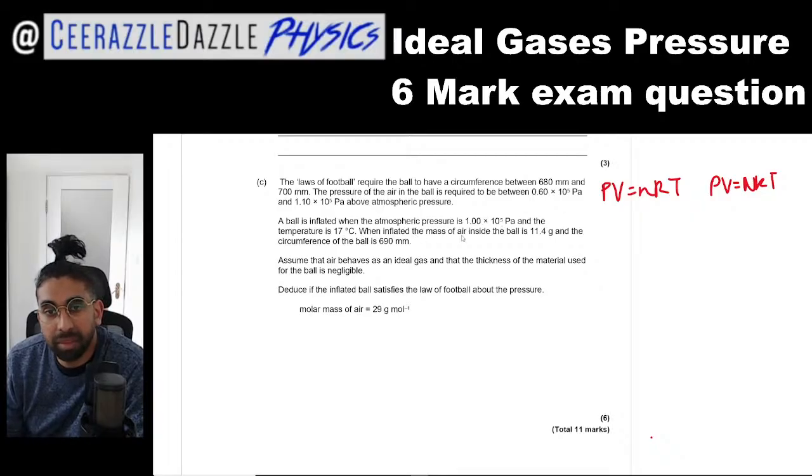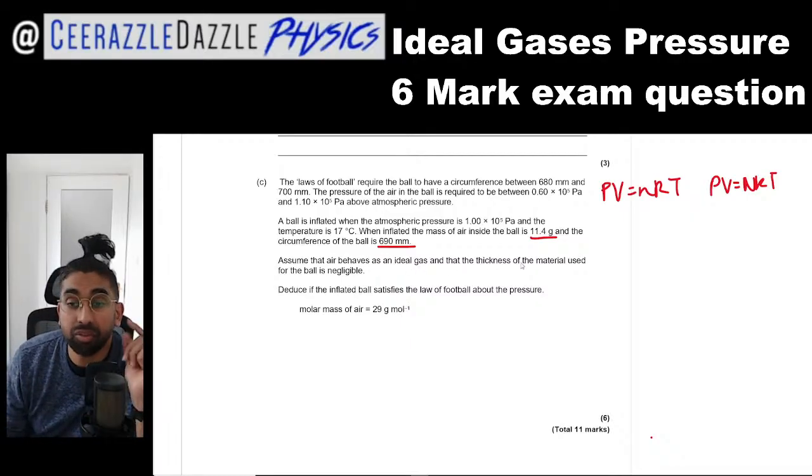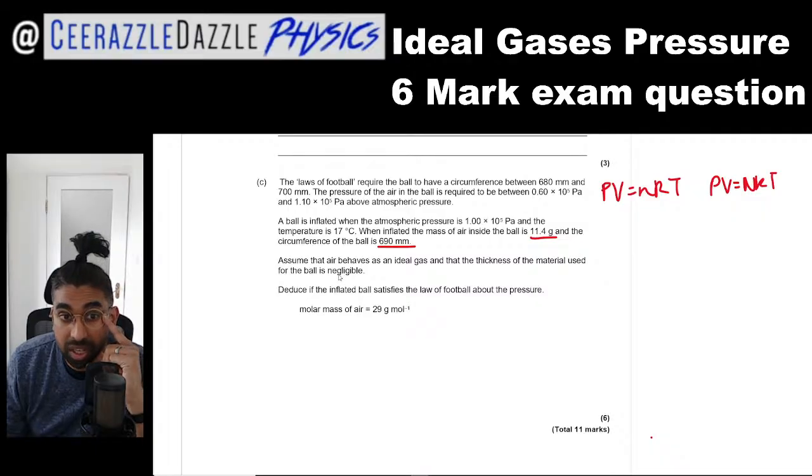When inflated, the mass of the air inside the ball is 11.4 grams and the circumference of the ball is 690 millimeters. Assuming that the air behaves like an ideal gas and that the thickness of the material used for the ball is negligible, deduce if the inflated ball satisfies the law of football about the pressure.